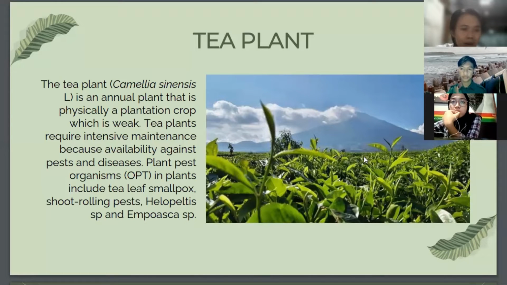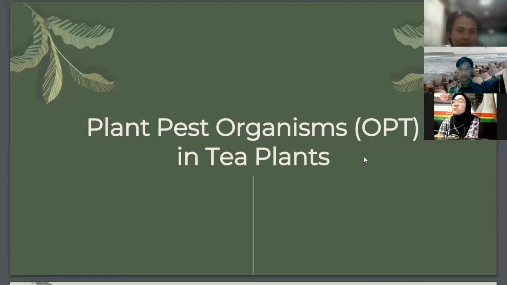The tea plant, Camellia sinensis, is a perennial plant that is basically a plantation crop which is weak. The plants require intensive maintenance because of susceptibility to pests and disease. Plant pest organisms in tea include tea leaf smallpox, shoot rolling pest, Helopeltis, and Empoasca. The next is plant pest organisms in the tea plant.